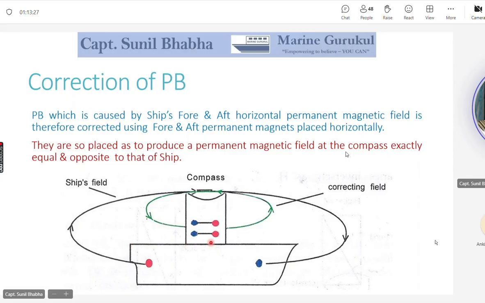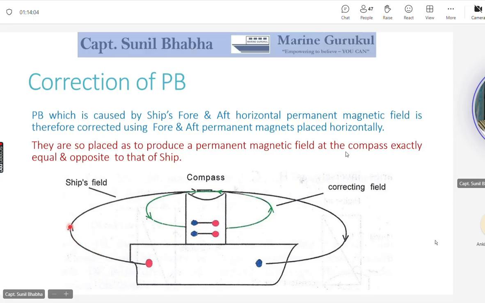In this diagram, we see the same ship which we discussed for deviation. This ship has a blue bow and a red stern. Now you see the binnacle, and the compass is fitted at this particular location. Now these blue and red poles, why were they generated? Because this particular ship was constructed on a southerly heading and during its construction it acquired these permanent poles. Now because of these blue and red poles of the ship, a magnetic field is generated.